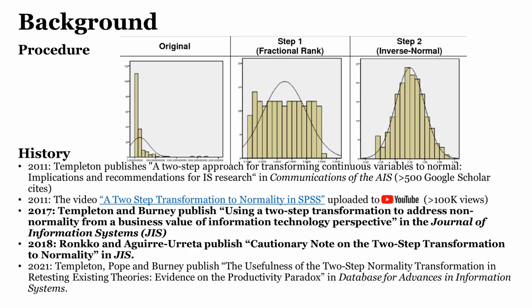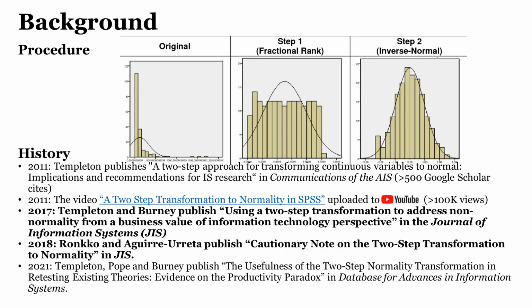to achieve normality. To provide some background, the two-step, as we call it, was first described in a 2011 article in Communications of the AIS. To date, that article has over 500 Google Scholar sites across many disciplines. In the same year, a video was uploaded to YouTube, which has now been viewed over 100,000 times across the world. This video explains how to perform the procedure in SPSS.